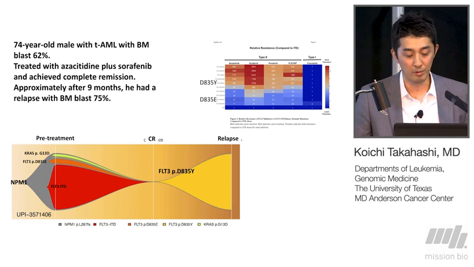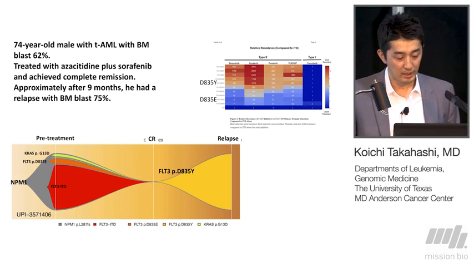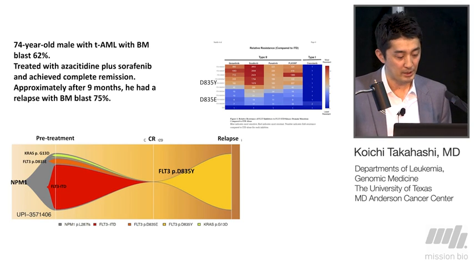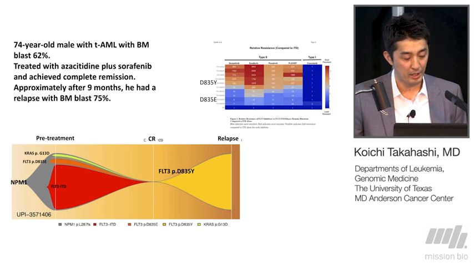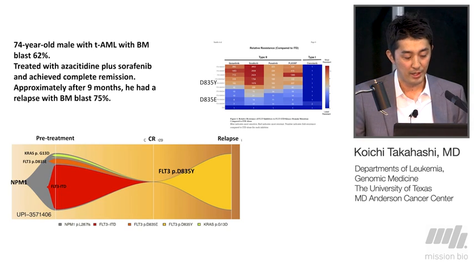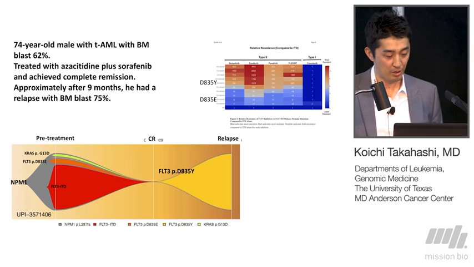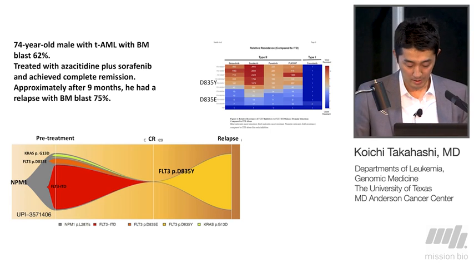survived this treatment and constituted the relapse. So analyzing these longitudinal samples by single cell sequencing really created a deterministic view of how each clone independently adapted to the therapeutic pressure of sorafenib and azacitidine.